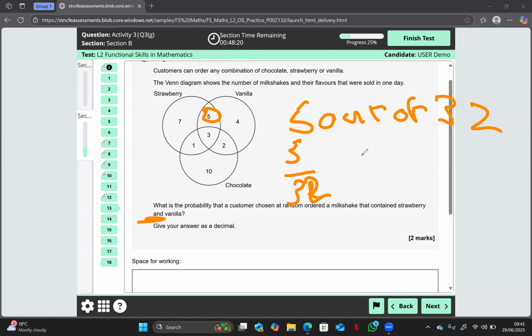As a decimal, 5 over 32 equals 0.156. That's the answer that I get.